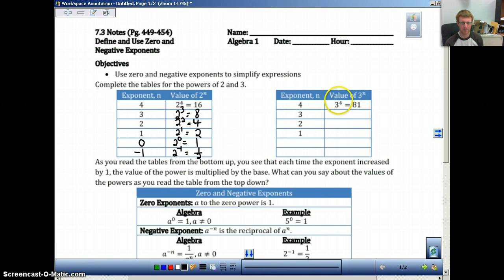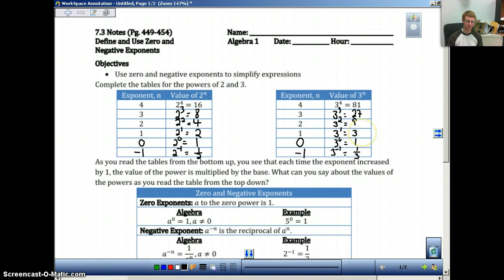So let's look and see what happens when we use the base of 3. Using the base of 3, you should imagine that we're going to be dividing by 3 each time. So 3 to the 3rd power is equal to 27, which is 81 divided by 3. 3 to the 2nd power is 9, so 27 divided by 3 is 9. 3 to the 1st power is equal to 3. Of course, 9 divided by 3 is 3. And we have 3 to the 0 power. We divide by 3 again, we get 1. And then negative 1, if we divide by 3 again, we get 1 over 3.